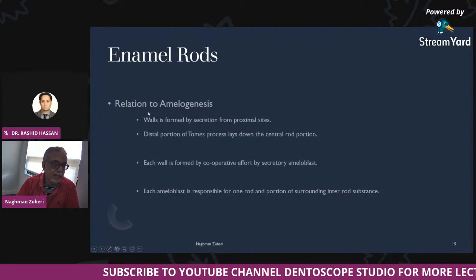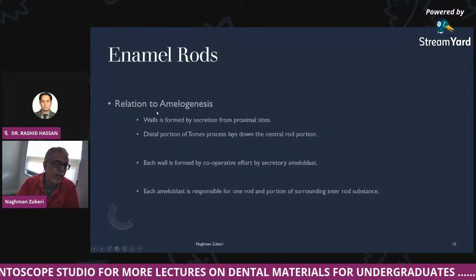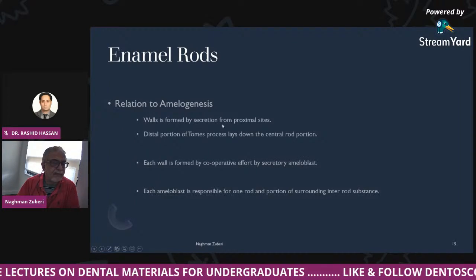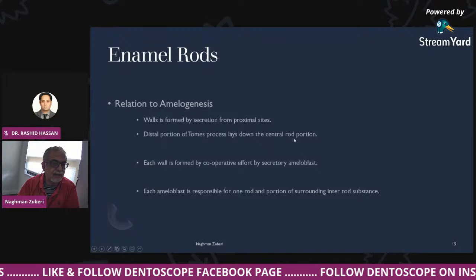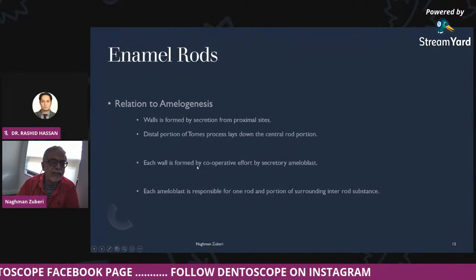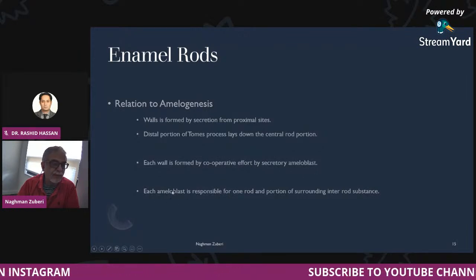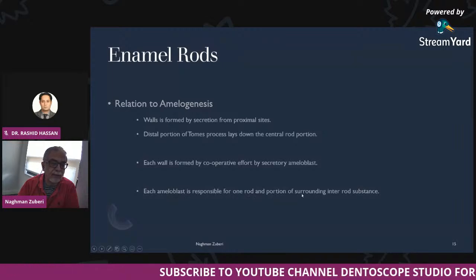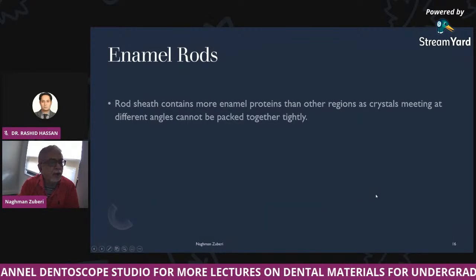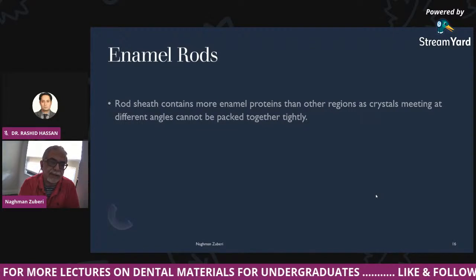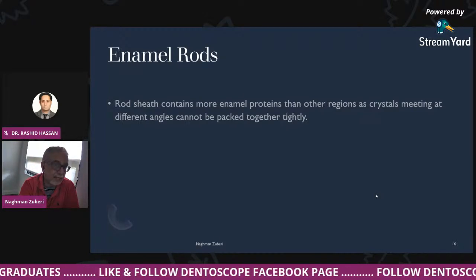In relation to amelogenesis, which is the process by which enamel is formed, the walls are formed by secretion from the proximal sites, and the distal portion of Tomes' process lays down the central rod portion. Each wall is formed by cooperative effort by the secretory ameloblasts, and each ameloblast is responsible for one rod and a portion of surrounding inter-rod substance. The rod sheath contains more enamel proteins than other regions, as crystals meeting at different angles cannot be packed together tightly.